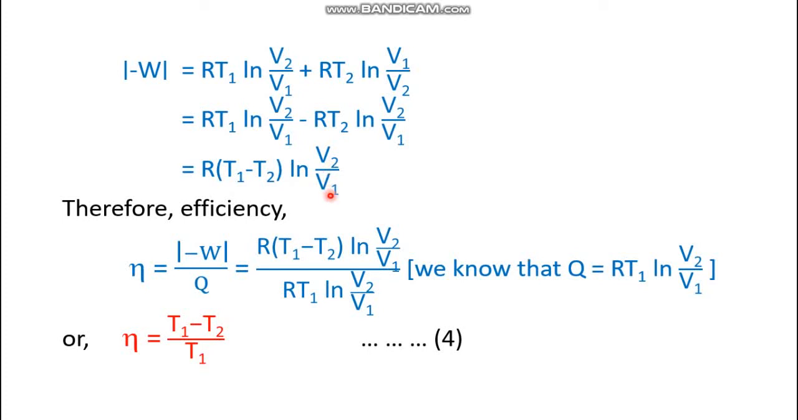So what is the efficiency value? Efficiency must be work produced divided by the heat absorbed, Q. Q amount of heat was initially absorbed, although not all of Q was utilized. Q prime was released to the surroundings, or here the sink, and Q minus Q prime was utilized. The value of Q minus Q prime is actually the modulus of W, and this value is found to be R into (T1 minus T2) into ln V2 by V1. And the value of Q is already determined here.